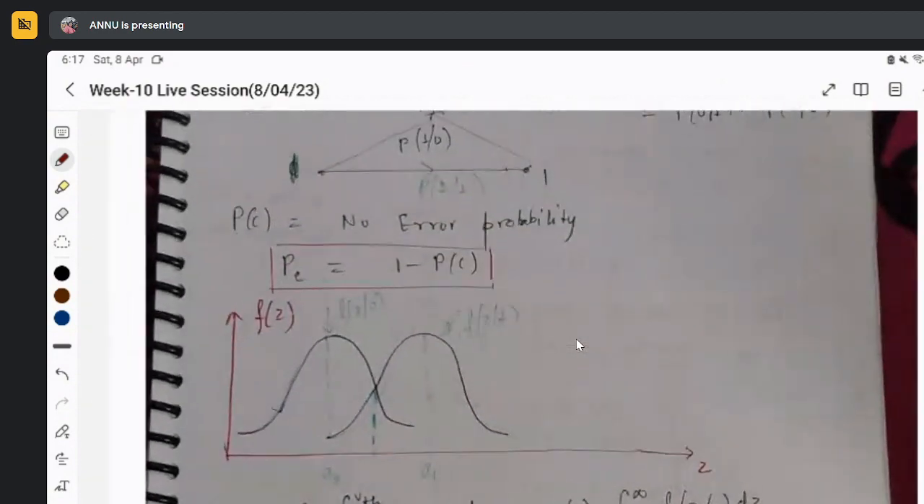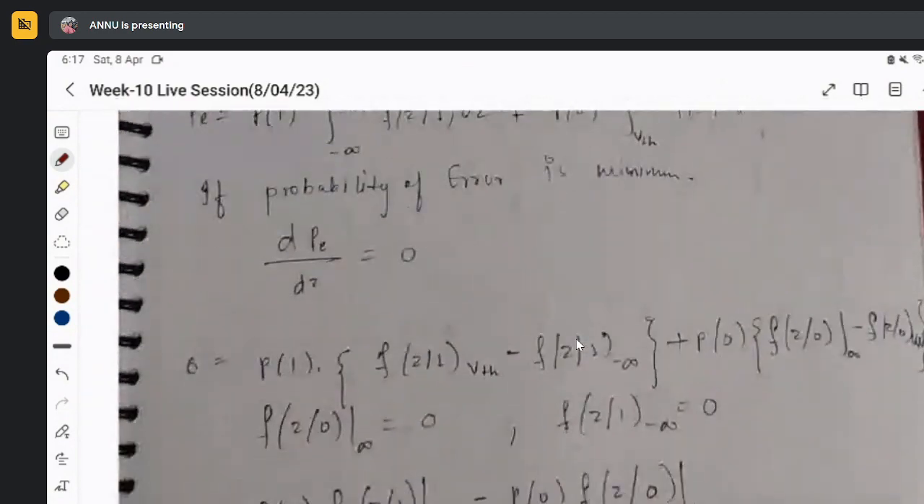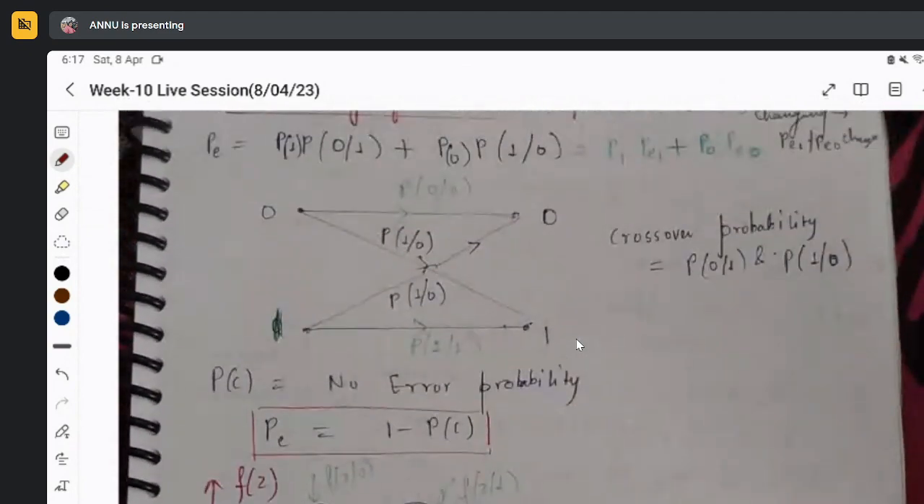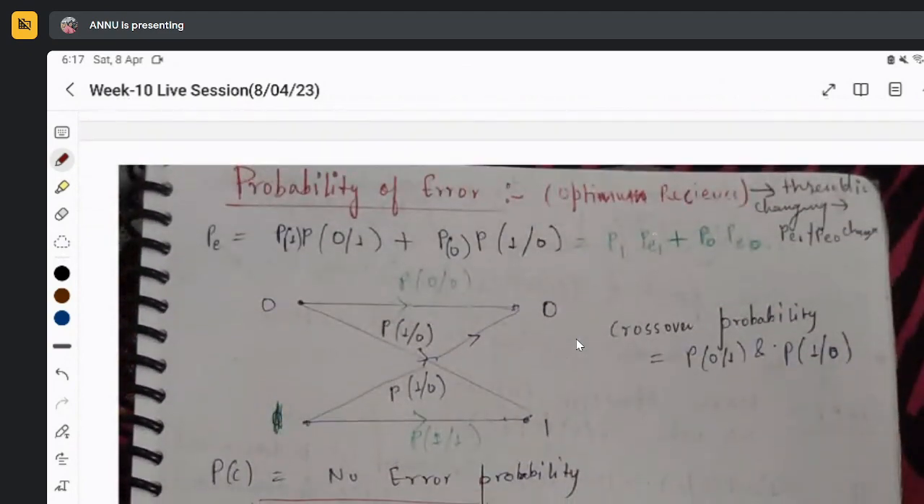So moving ahead, I just want you to have the understanding of probability of error. See, the probability of error in the optimum receiver, where the threshold changes: P of E equals P1, the probability of transmitting 1, with the error associated with it. For example, you transmit 1, but you are getting 0. So P of 0 divided by 1, plus P of 0 into P of 1 divided by 0, means probability of 1 with probability of error of 1, plus P of 0 into probability of error of transmitting 0.